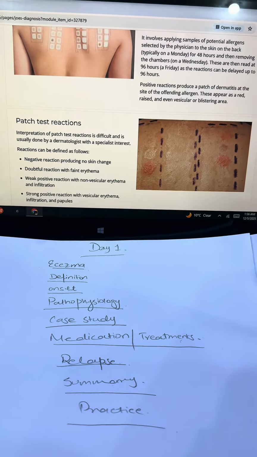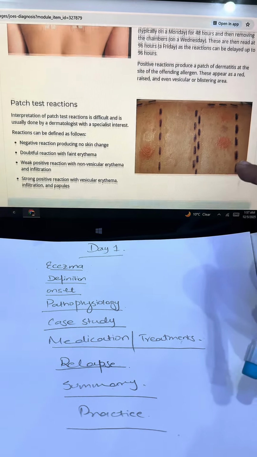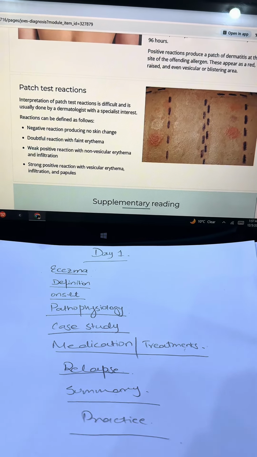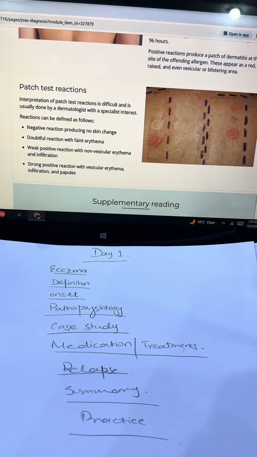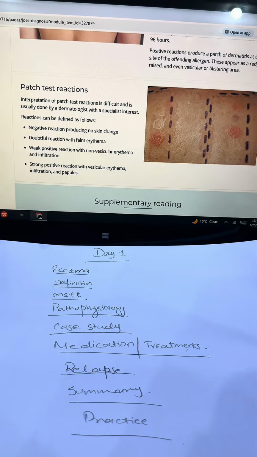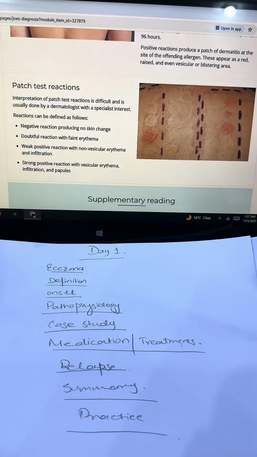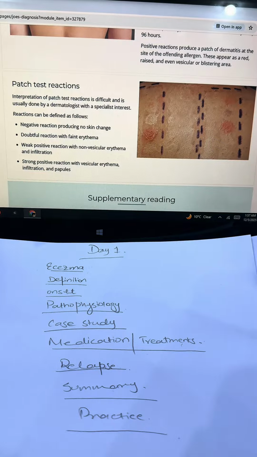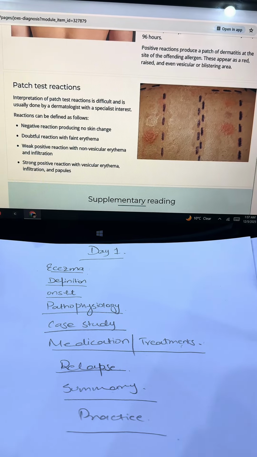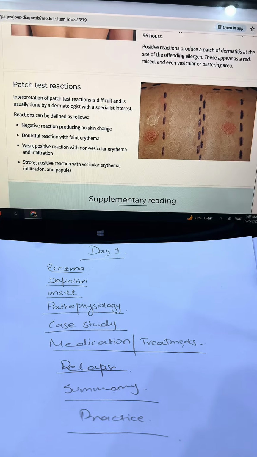Basically, the skin responds to the specific allergen, and it may look red, with scaling, urticaria type. Patch testing results: negative reaction produces no skin change; doubtful reaction shows faint erythema or redness of the skin; weak positive reaction shows non-vesicular erythema with infiltration; strong positive reaction shows vesicular erythema, infiltrate, and papules.